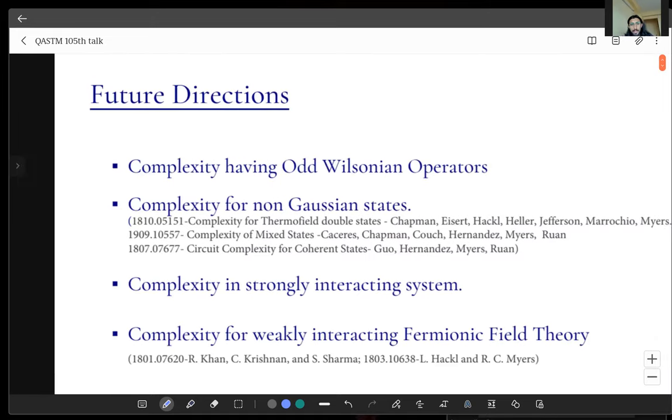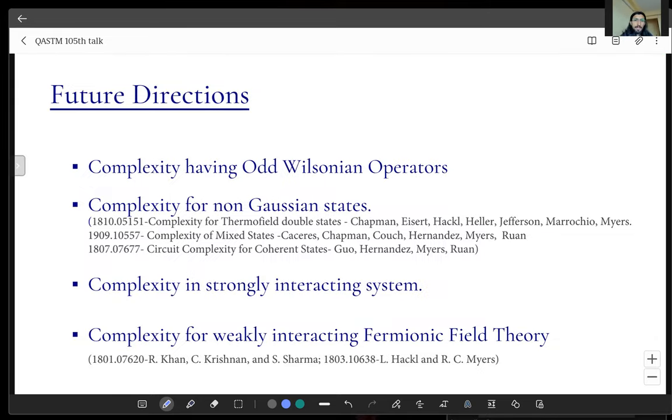And I would end the talk by giving future directions. One, as we discussed in the middle of the talk, we could continue our work for odd Wilsonian operators and try to see how the complexity varies in that case, because no one in the literature has done it for odd operators.